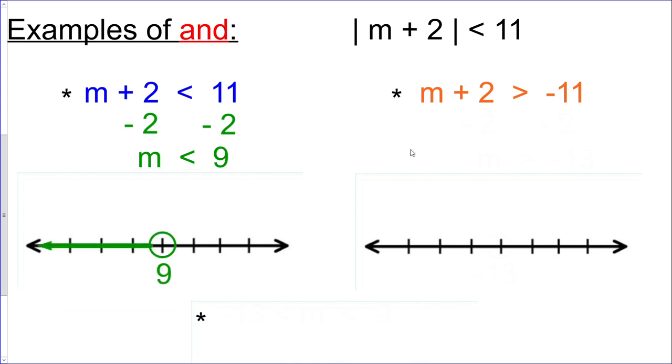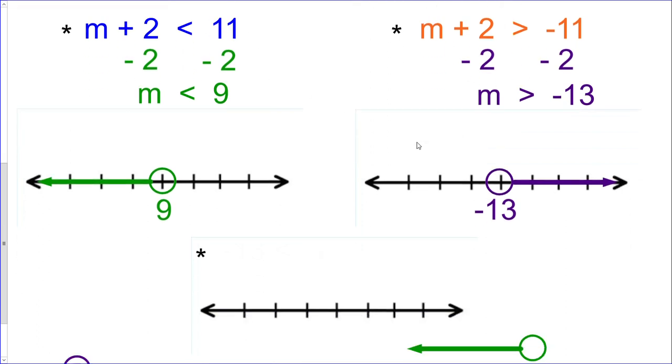Okay, then on our next one, where it's m plus 2 is greater than negative 11, we're going to have the same inverse operation. We're going to subtract 2 from both sides, and this time we're going to end up with m is greater than negative 13. So again, we'll put a circle on negative 13, and we're going to shade it to the right this time.